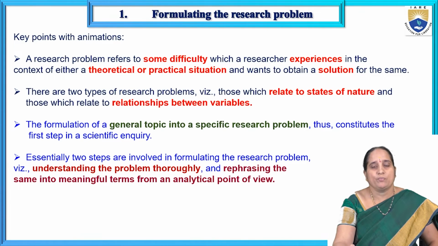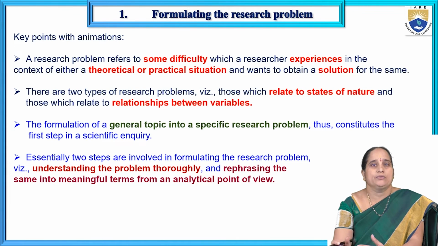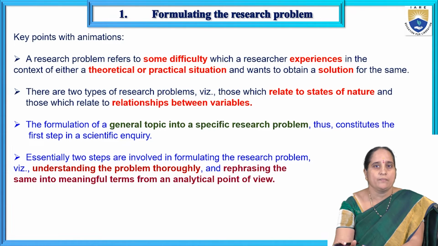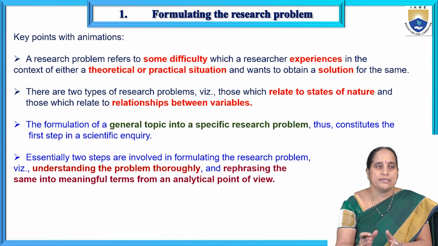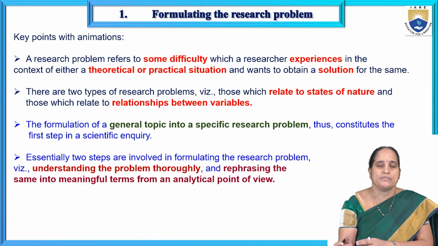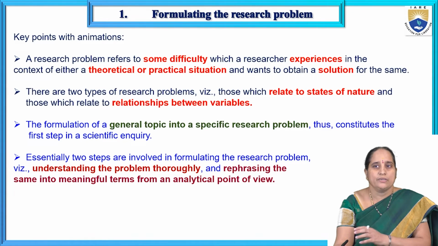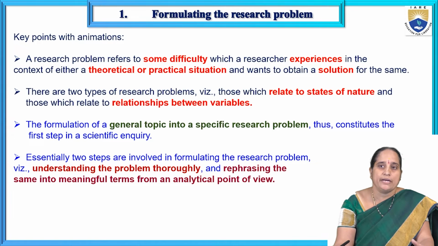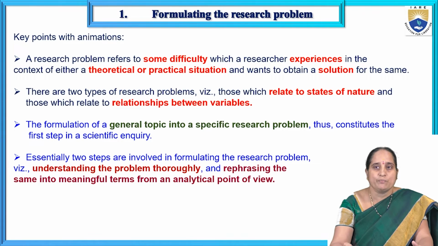Coming to the research problem, there are two types of research problems. One is related to the circumstances or conditions, which is known as state of nature, whereas in the other we try to establish some sort of relationship between variables. So in simple terms, the formulation is like that. We start from a general topic and move into a specific research problem. So first of all, we need to identify the root cause of the problem.